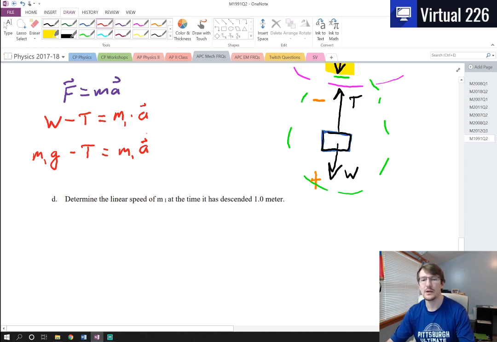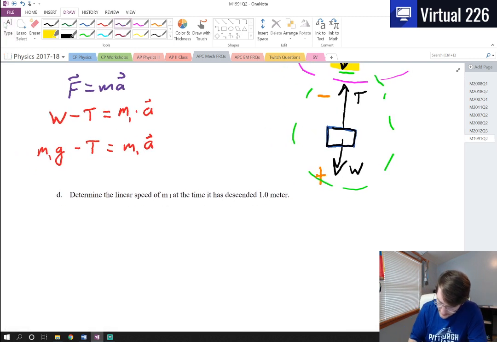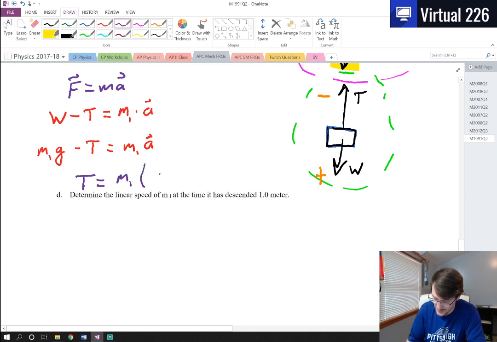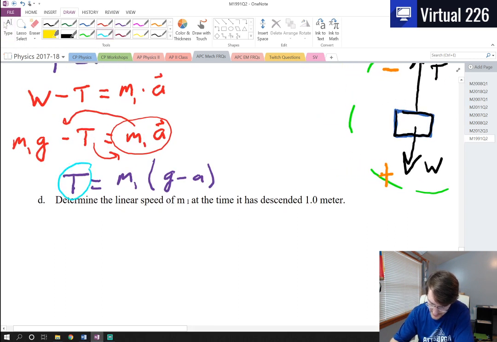Now, something that can be a little bit tricky is if we solve this for t, we're going to find that t is going to equal m1 times the quantity g minus a. I just pulled this ma over to the other side, I pulled the tension over, and then I factored out an m1.